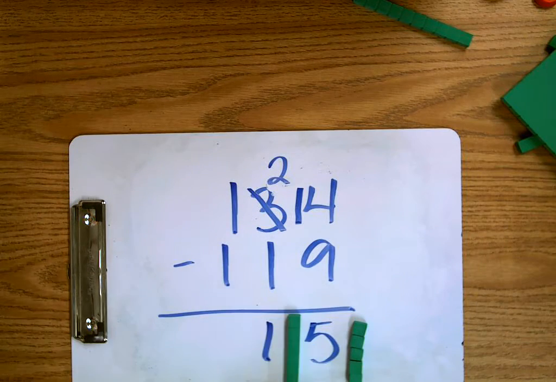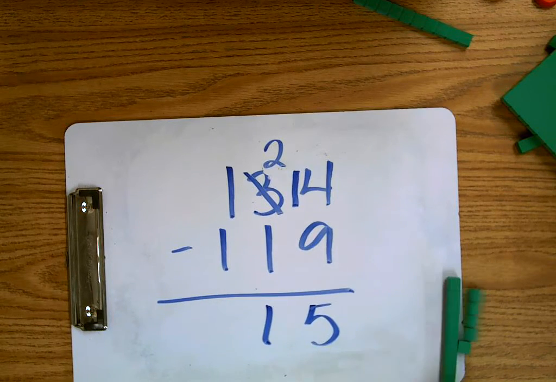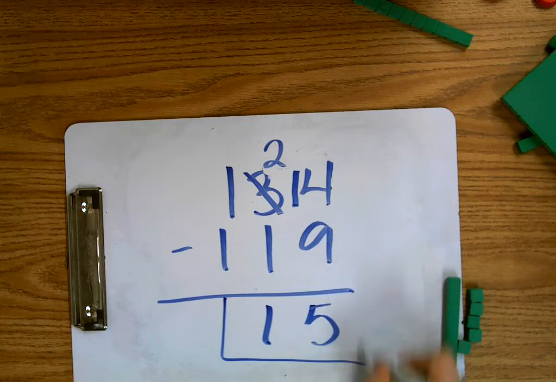Left with 0. But I know I don't have to write 0 because it's in the far left place, and we never start a number with 0. So after I have 134 and I take away 119, all that's left is 15.